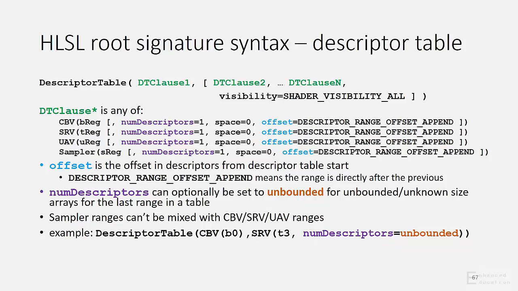Finally, there's an example here that shows a full definition of a descriptor table with 2 ranges. The first range defines a constant buffer view that goes to HLSL bind slot B0, and the second range, which will appear immediately after the first one, defines register T3 and beyond, because the num descriptors is declared as unbounded.